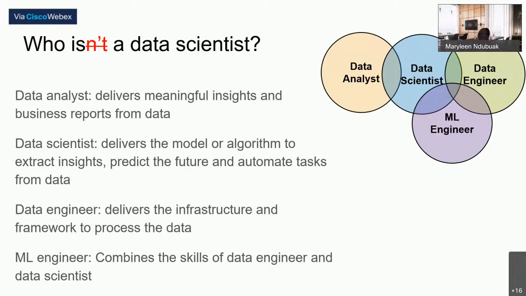Then the data engineer. Without the data engineer, the data scientists wouldn't be able to function properly, because the data engineer would deliver the infrastructure and framework to process the data. So we have what we call a data pipeline. Just the way in oil and gas, you have the oil pipeline. I work in a pipeline construction company, so I know that if we don't have that pipeline, there's no way that oil is going to go from wherever it's coming from, the production side, to the end user.